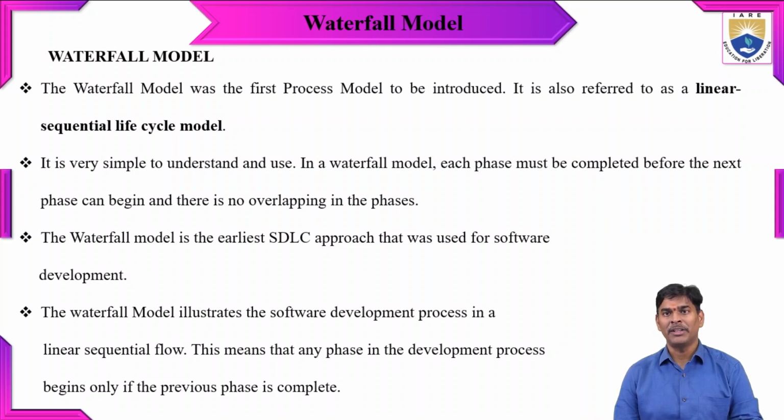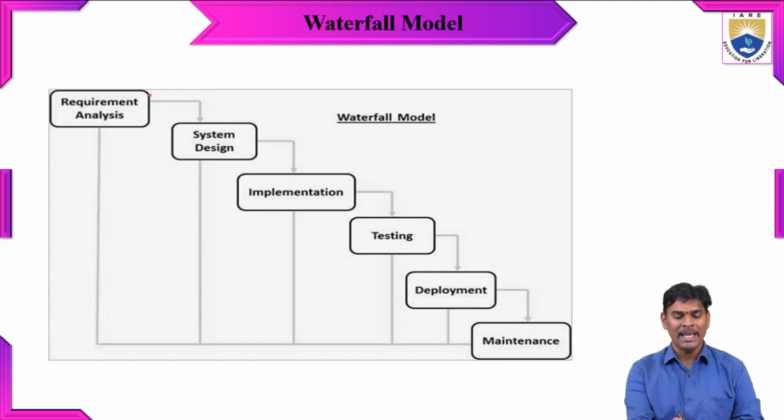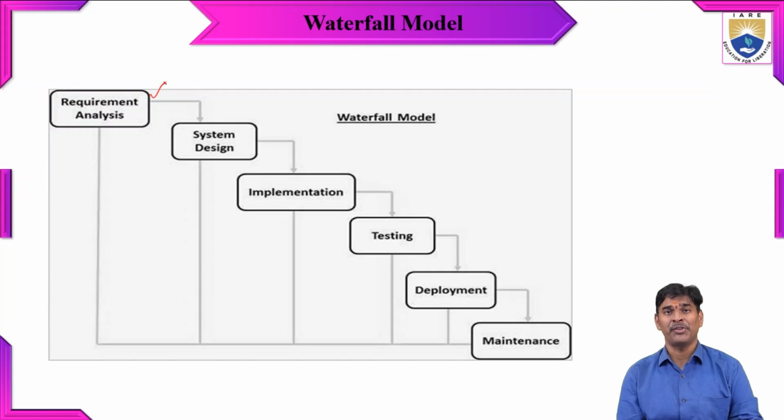And here we have the different phases and processes in the waterfall model. The first phase is called requirement analysis. The second stage we can call system design. The third phase we can call implementation. The next stage is testing, and the next one is deployment. And the last we can call maintenance.